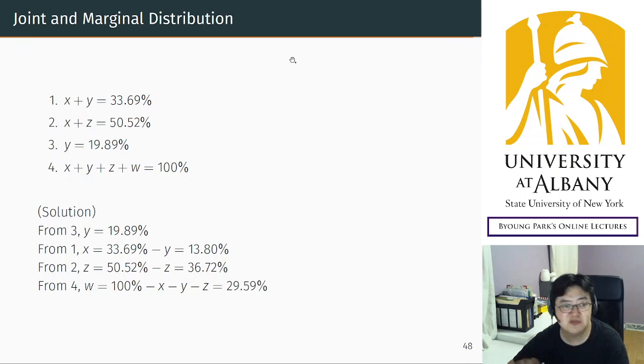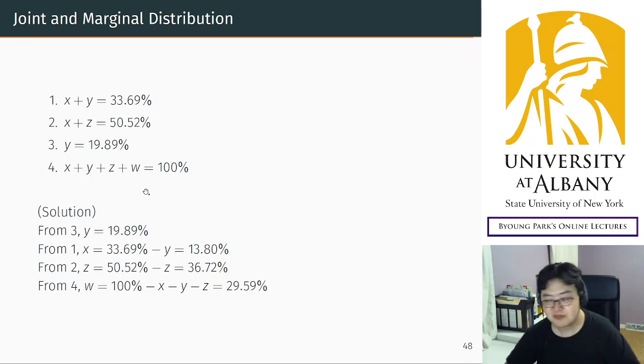I will just simply show you how to do this. Say y is 19.89%, so we know y. Then from number 1, x can be written as 33 minus y. You can calculate that because y is known. Now x and y are known. So from number 2, x is known, the right hand side is known, so z is known. Z is 50 minus x. Then x, y, and z are known, so w can be recovered. So you can solve for everything.